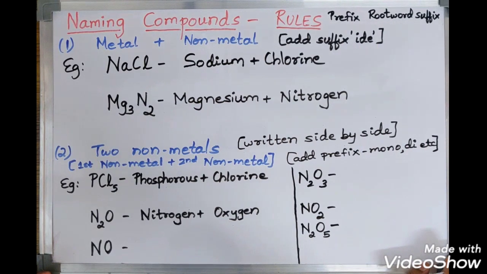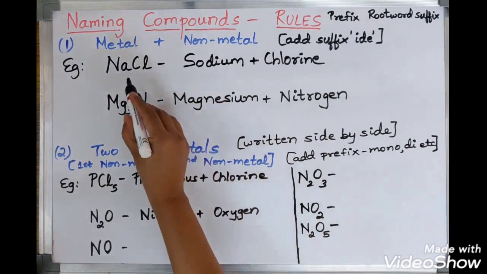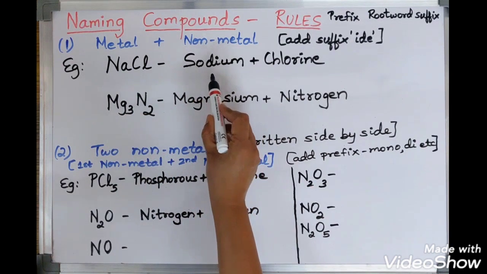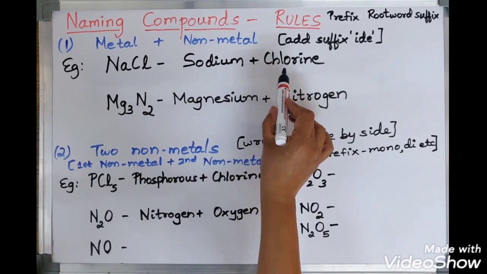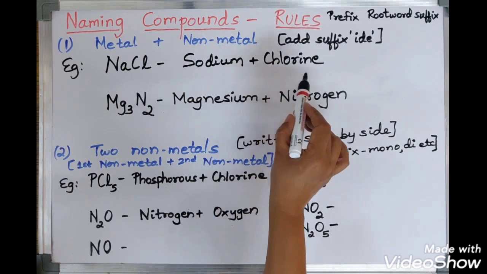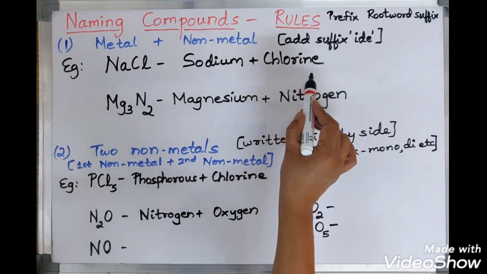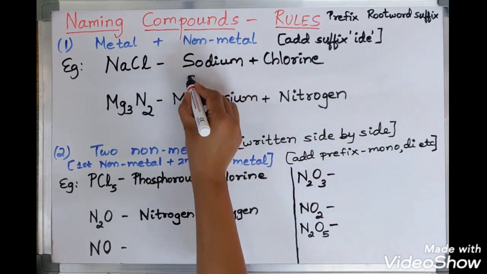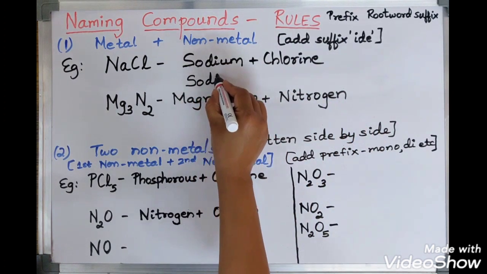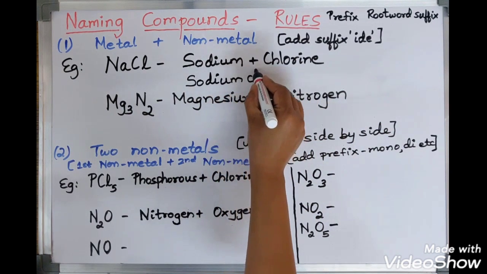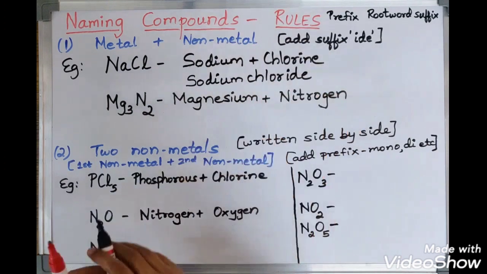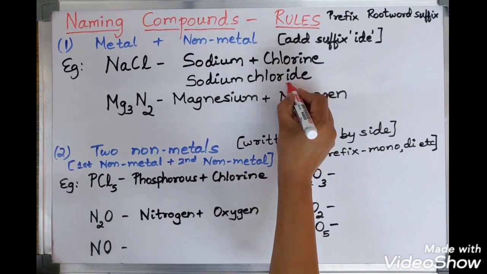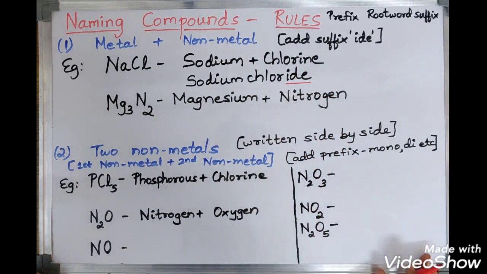Let us take the example NaCl. In NaCl, we have the metal sodium and the non-metal chlorine. We first write the metal, then we write the non-metal. Now our rule is we need to add the suffix IDE to the root word of the non-metal. So the name will be sodium chloride. Now here we have added the suffix IDE to the root word.